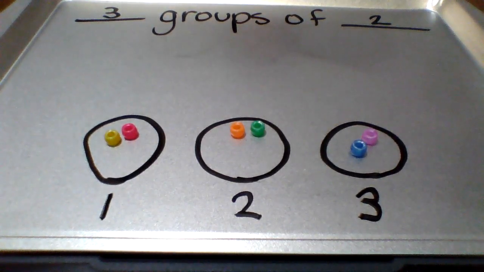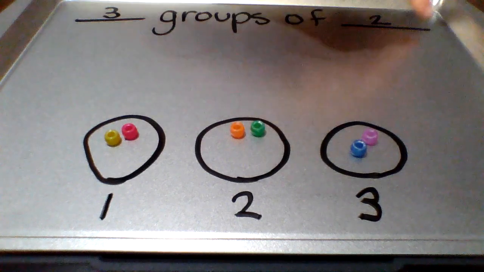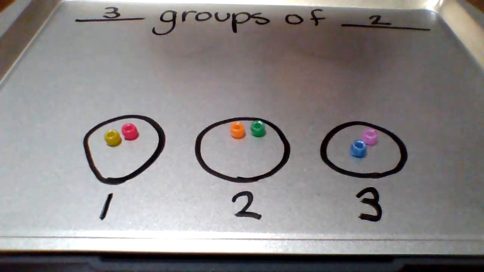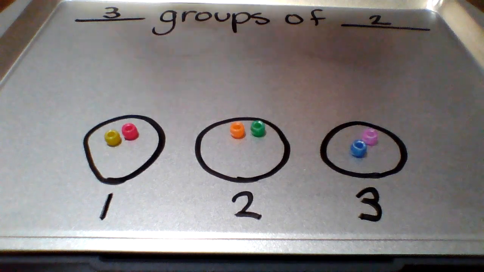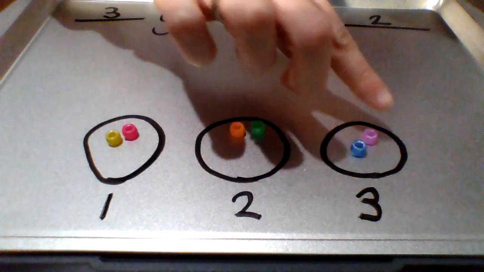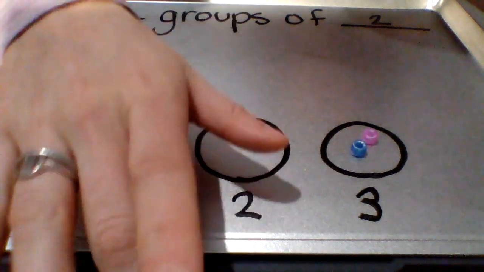Okay? We are going to do another one. Remember to ask yourself this sentence or retell it to yourself in your head using this sentence. So I have my 3 groups of 2 beads in each group, okay? Which would give me a total of 1, 2, 3, 4, 5, 6 beads, which is what we started with. Okay, we're going to do another one.